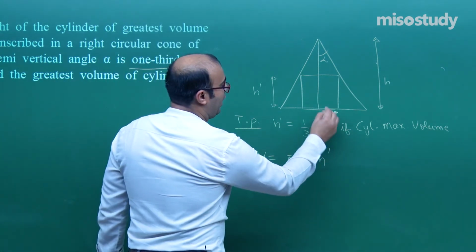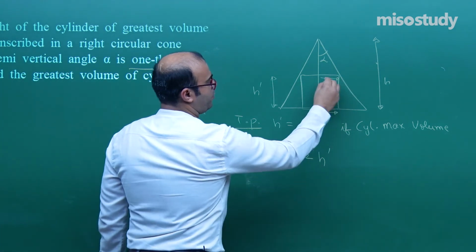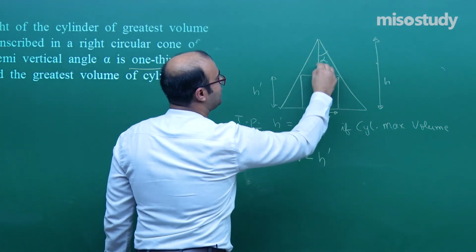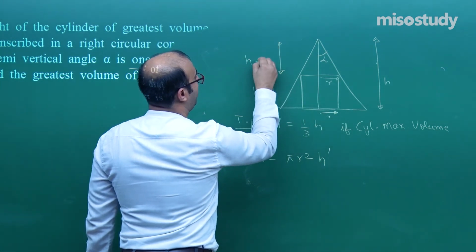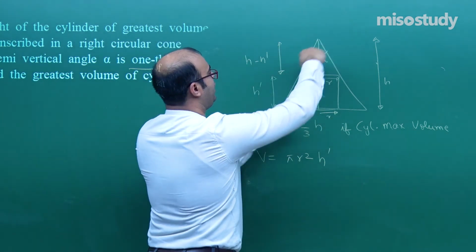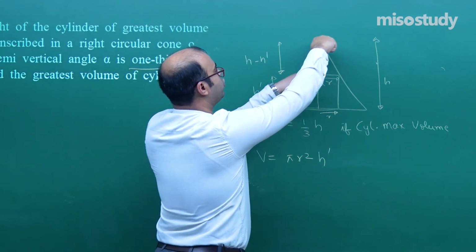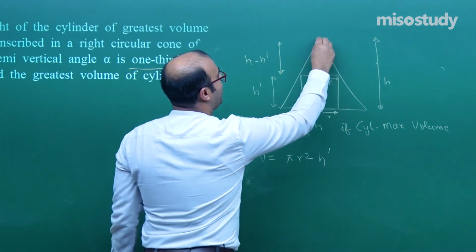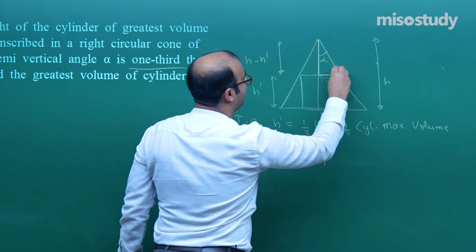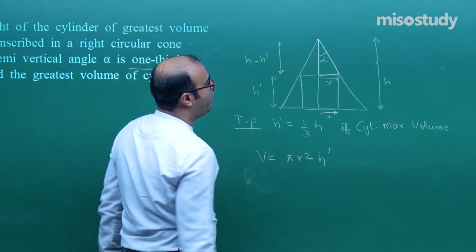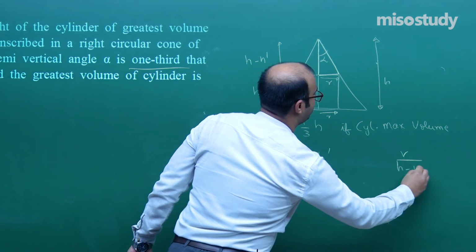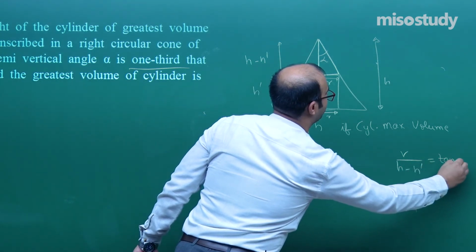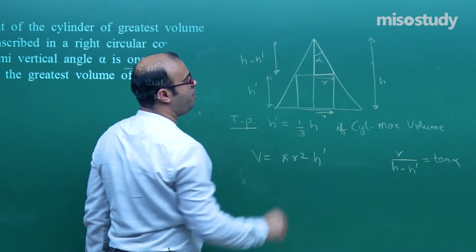Now this r and this r are the same. This is also r. In this triangle, this particular height is actually h minus h dash. H is the total height, h dash is the cylinder height. So this is h minus h dash. If we apply trigonometry here in a right angle triangle, we will say that r by h minus h dash is equal to tan alpha. Tan alpha is perpendicular by base.